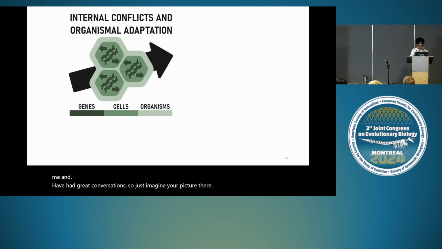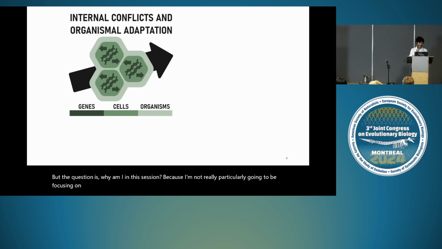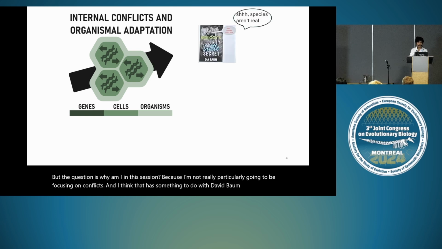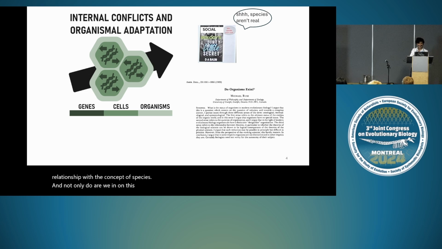But the question is, why am I in this session? Because I'm not really particularly going to be focusing on conflicts. And I think that has something to do with David Baum's spicy plenary. And as social evolution biologists, we probably have the most strenuous relationship with the concept of species. And not only are we in on this secret, we have some of our own. So where do we go from there?